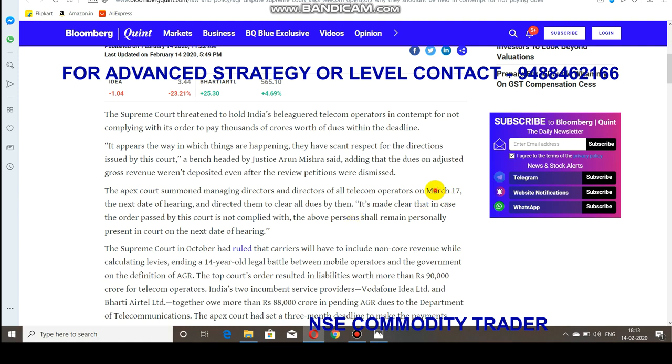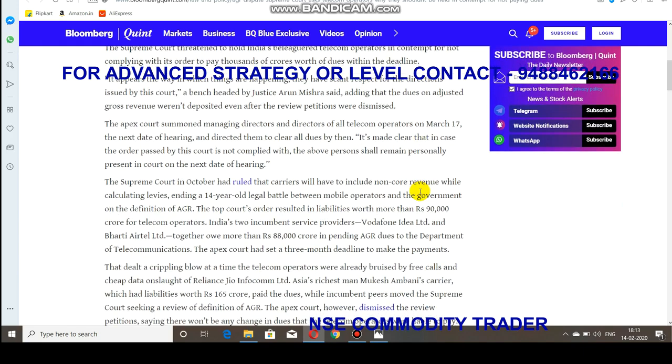So currently Vodafone Idea and Bharti Airtel need to pay their dues on March 17. That was strictly ordered by the Supreme Court. And what is that huge amount? If you ask me, the amount is around 88,000 crores just from Vodafone Idea and Bharti Airtel. The total amount pending is 90,000 crores, and 88,000 crores of that is just from these two companies.